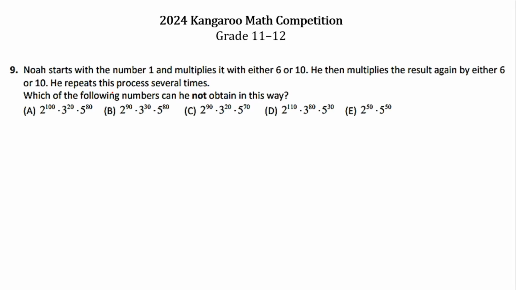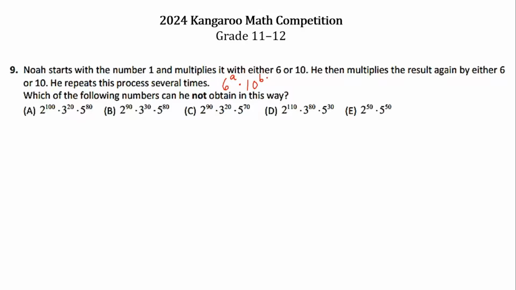Since the numbers used are only 6 and 10, the product must be of the form 6 raised to a times 10 raised to b, where a and b are positive integers, or even non-negative integers, because it's possible for a or b to be 0. It's possible because Noah can choose to have only 6 as factors or 10 as factors.